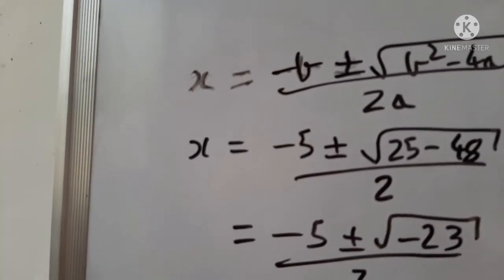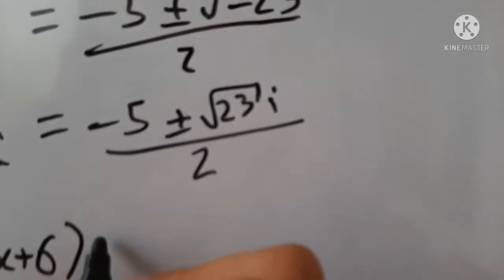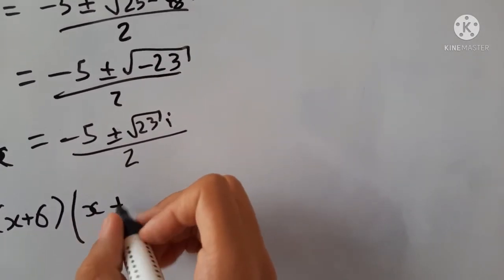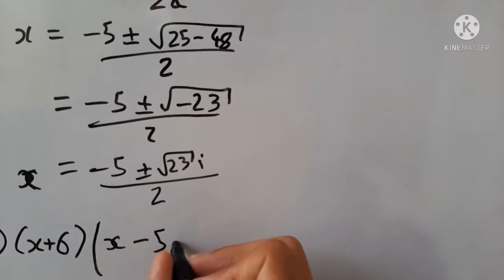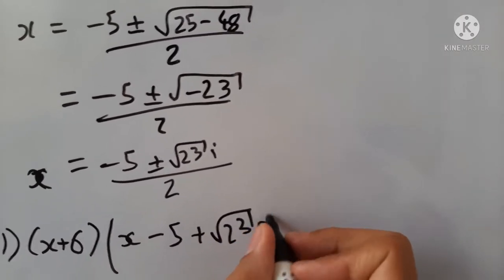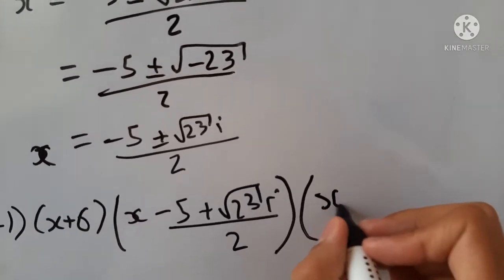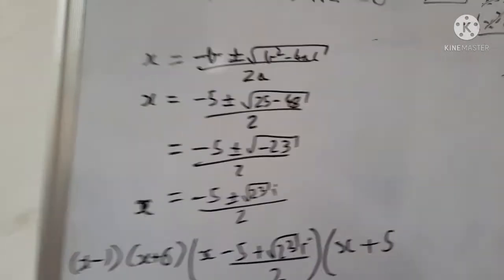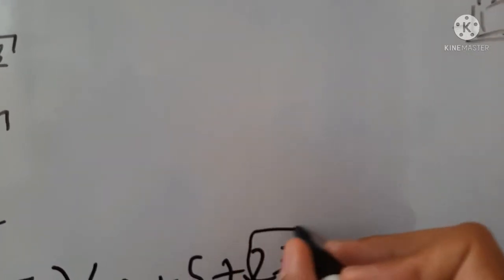Right, this is equal to x, right? So our original polynomial can be written as x minus 1 times x plus 6, then times this monstrosity. So x plus minus 5 plus square root of 23i upon 2 times x, well, minus plus 5, and of course here we used the plus part, then you use the negative part, so negative and negative, they just become positive again. Square root of 23i.